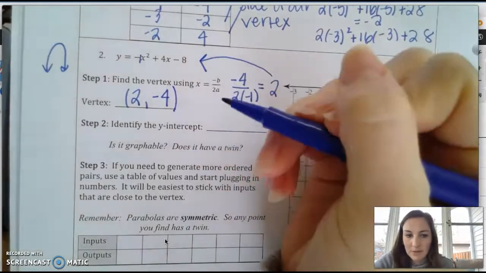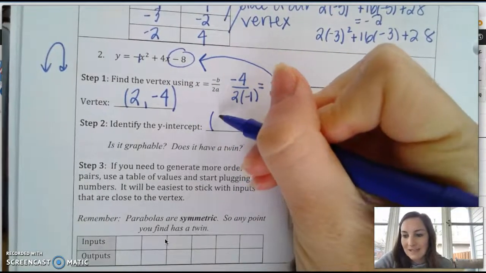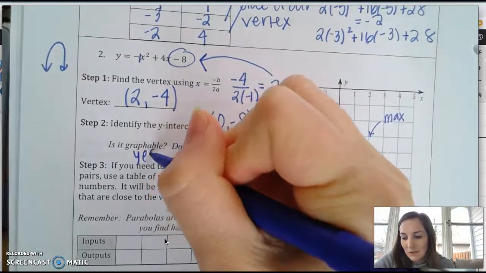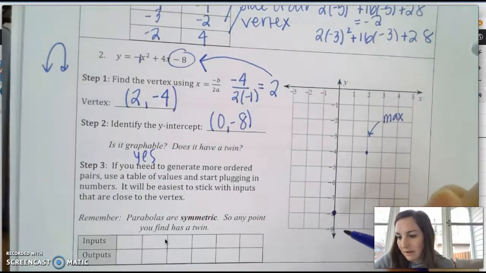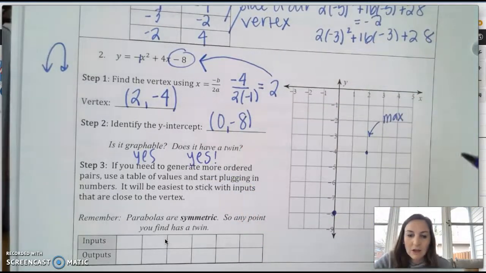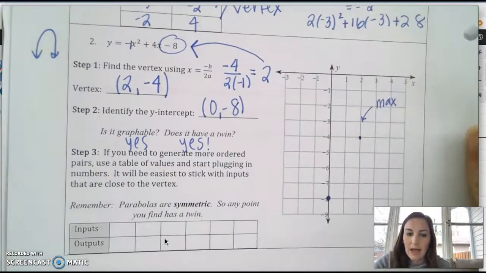Our y-intercept, I gotta close that, is our last term. So my y-intercept is 0, -8. Yes, it is graphable. So I have 0, -8 here. And does it have a twin? Yes. So let's go ahead and just graph that twin so we can see how this matches up.